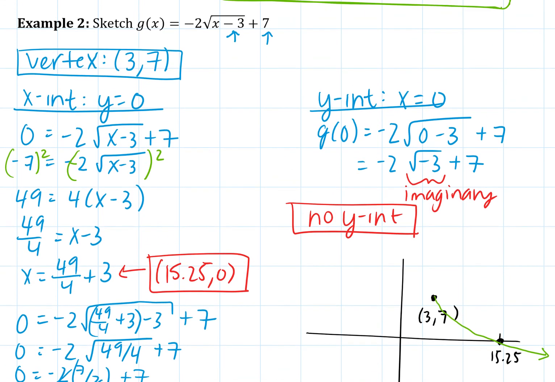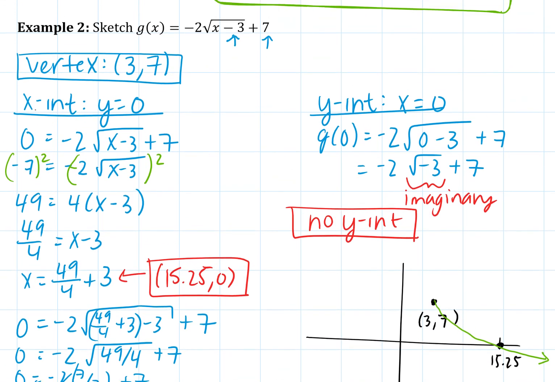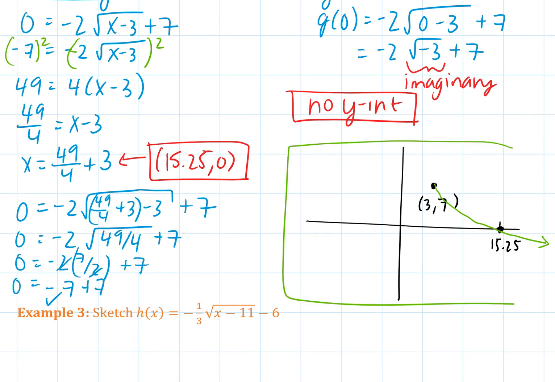Let's look back at our original function and we see that the leading coefficient was negative. Oh, so it makes sense that my parent function, the shape has been reflected across the x-axis. So now it's shaped like this. Okay, here's our final answer, our sketch.